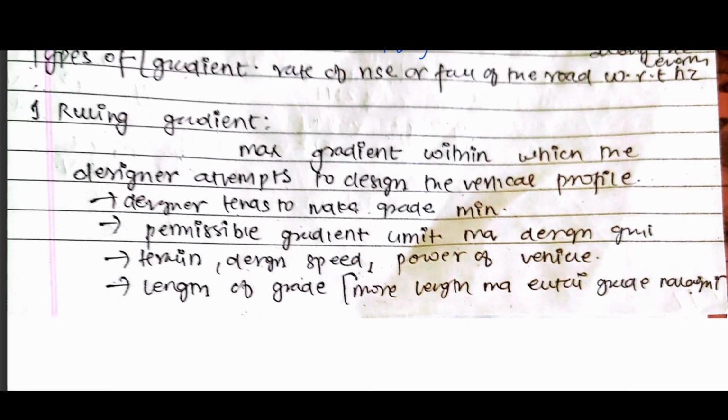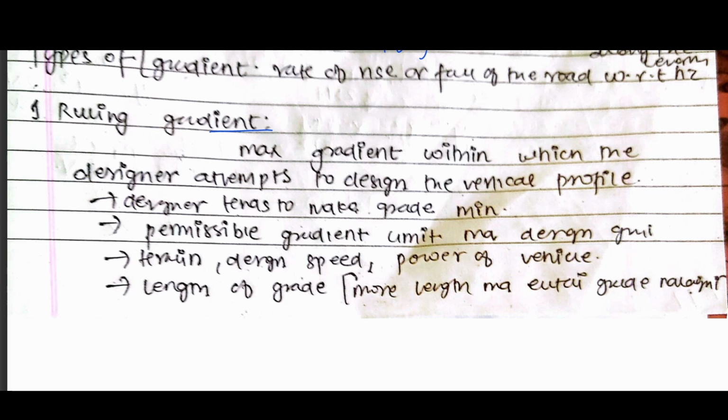So what is the first one? The first type is the ruling gradient. Ruling gradient is the maximum gradient within which the designer always attempts to design the vertical profile. As far as possible, the minimum gradient should be provided.